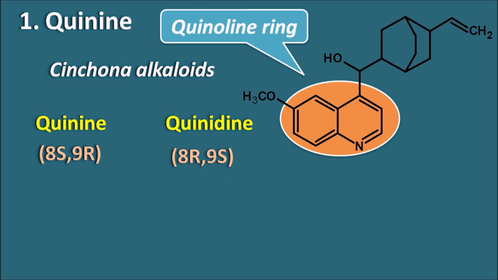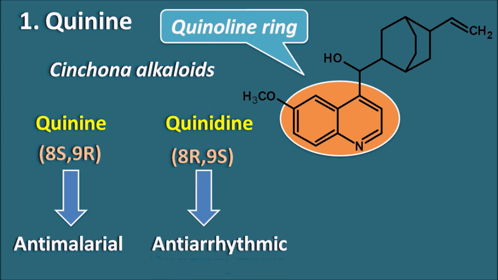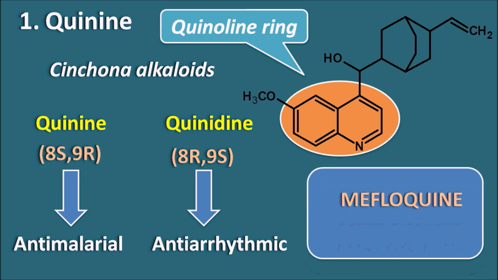These two drugs also differ in their clinical use. Quinine is used as an anti-malarial agent, whereas quinidine is particularly used as an anti-arrhythmic agent. So quinidine is a class 1 anti-arrhythmic agent. In this way cinchona alkaloids give two important drugs, quinine and quinidine. And we have a related drug, mefloquine. Mefloquine is a synthetic product which is again used as an anti-malarial agent.